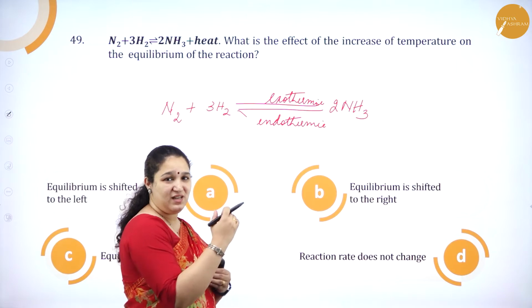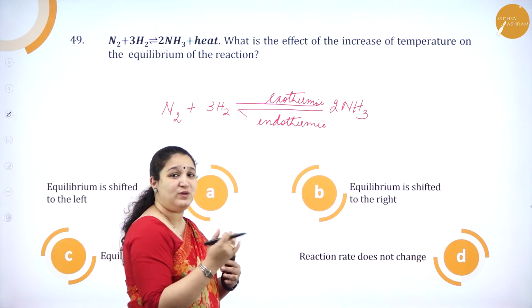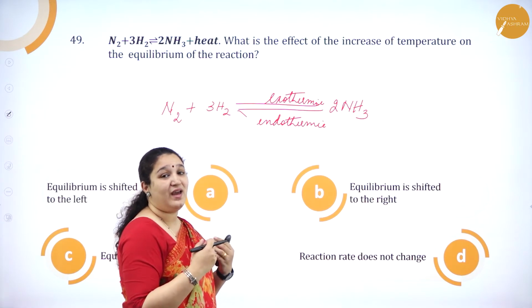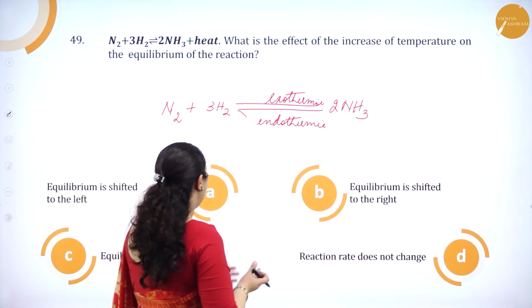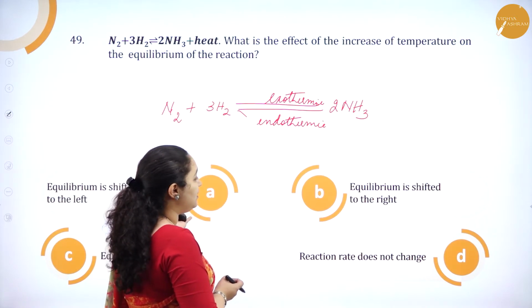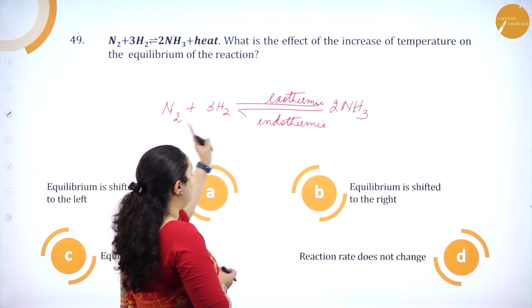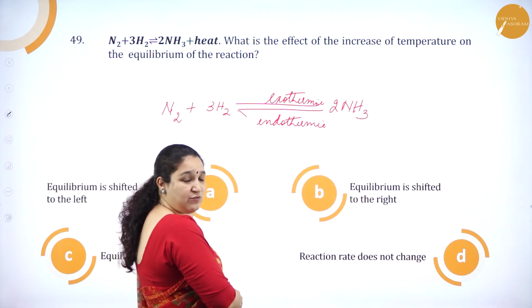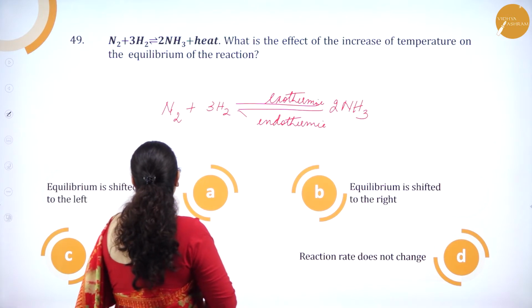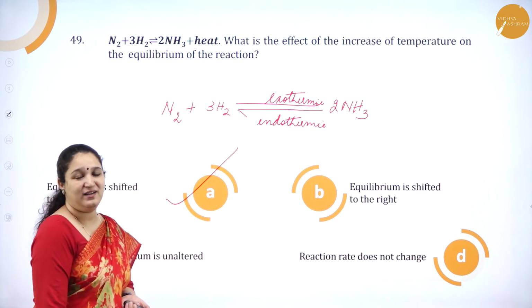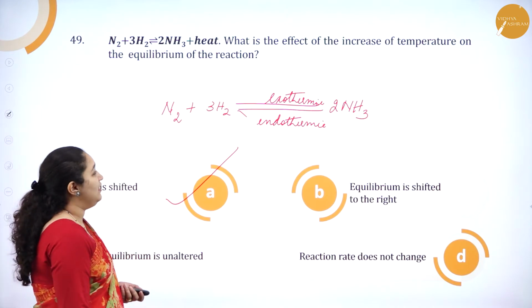Whenever there is an increase in temperature, the system will try to decrease it. So that extra heat it will start taking up. So, endothermic reaction will be favored and backward reaction is favored. So, here the words backward and forward are not used. Forward reaction means equilibrium is shifted to right side. Backward means it is shifted to left side. So, equilibrium will shift to left. Option A is the correct answer. Okay. Next question.